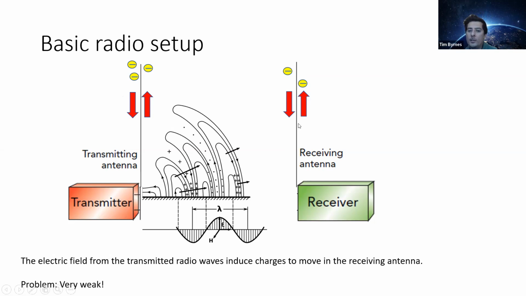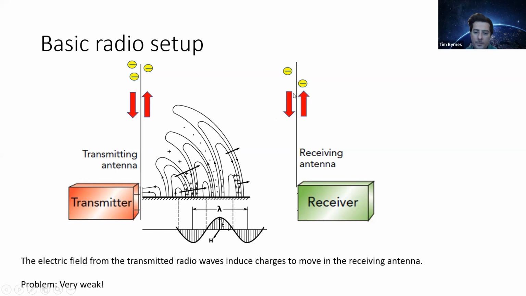And they oscillate at the same kind of frequency as the electromagnetic field that's created. And by looking at the current, you can actually, well, this is the basic principle of making a radio. So in principle, this kind of works, but the problem is that the signal might be super weak.